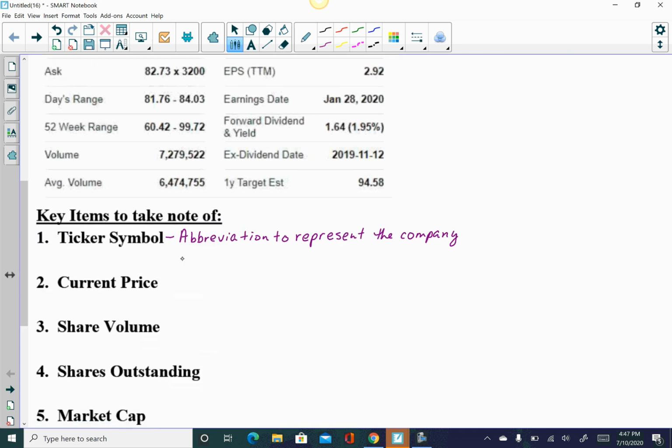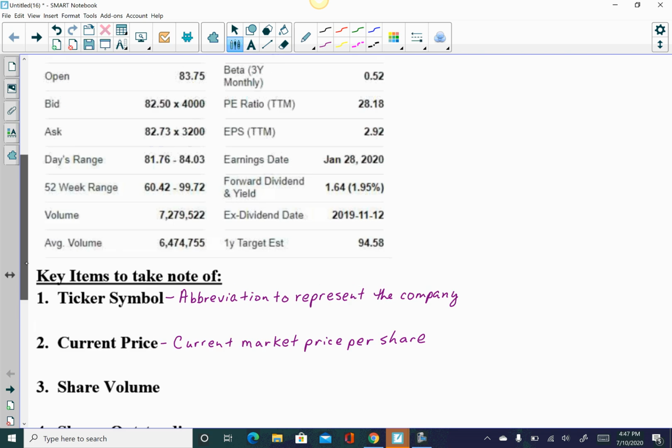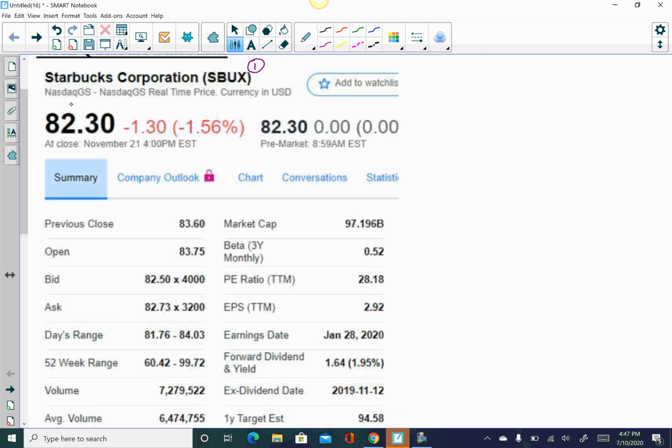The current price is the current market price per share. So if you were going to buy stock today in Starbucks, this would be the amount that you would pay. If we come back up here, it's usually big and bold at the top, right up here on the left. There's your current market price, $82.30. If you bought one share, it'd be $82.30. If you bought 2 shares, multiply that times 2. If you want to buy 50 shares, multiply that times 50. That would be how much you would pay.